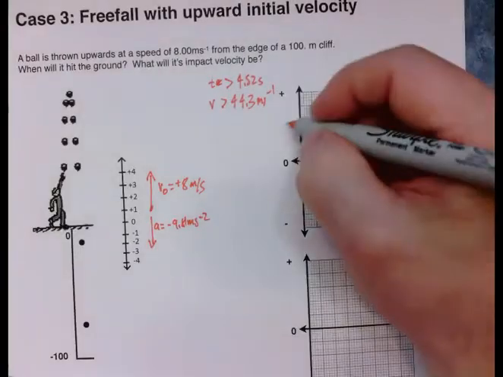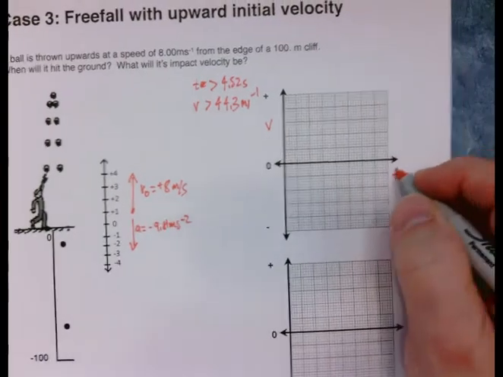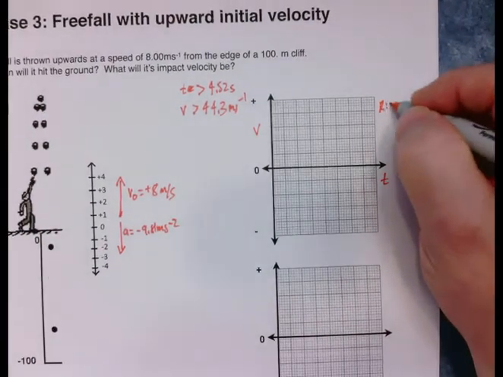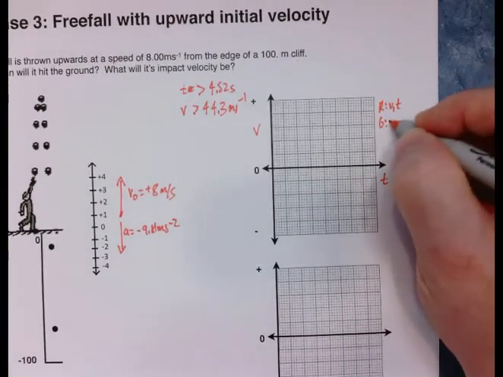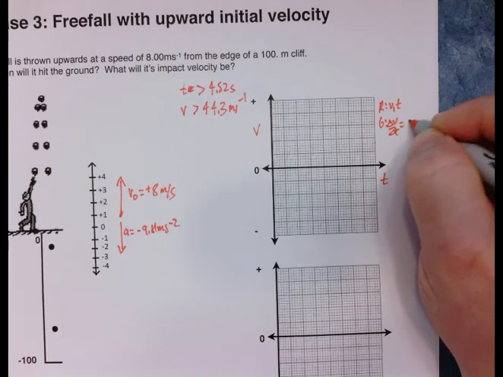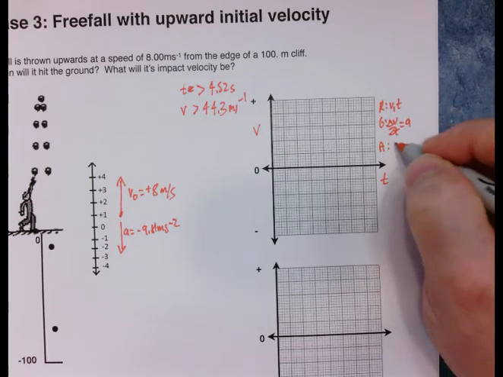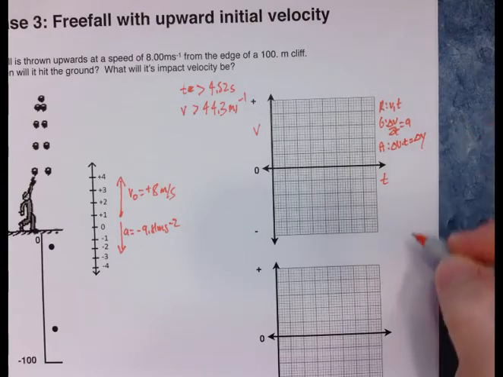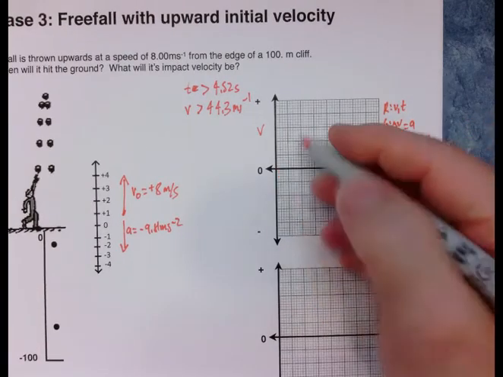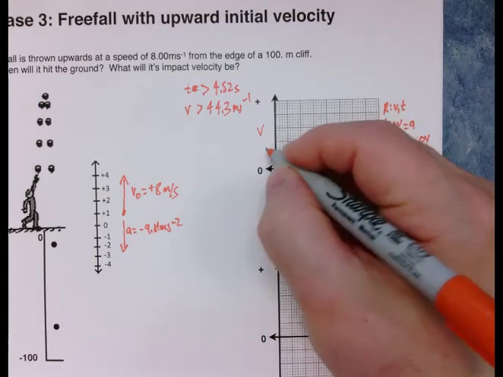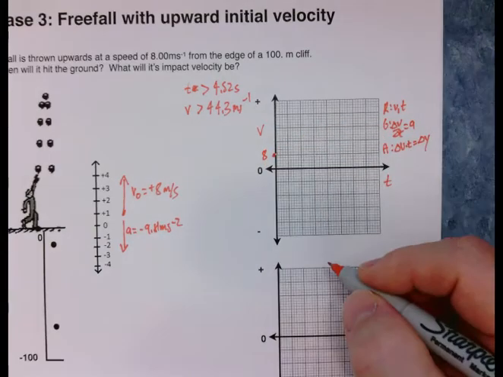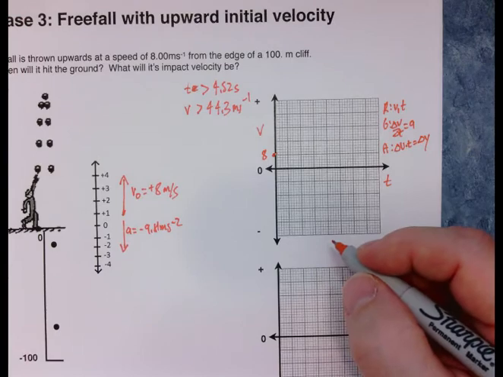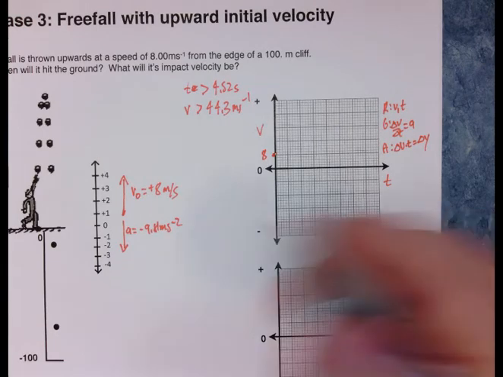So now we go to make our VT graph. Again, what we can read is velocity time. The gradient is delta V over delta T, which is acceleration. The area is delta V times T, which is the displacement. And we're now starting out with a positive velocity of 8 meters per second.